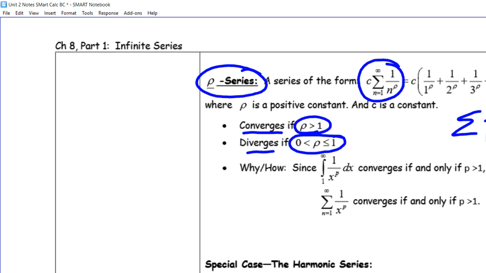All right. But if p is less than 0. Hold on. It might have been. I have to look. I don't remember off the top of my head. When p is less than 0, it's going to be a different test.